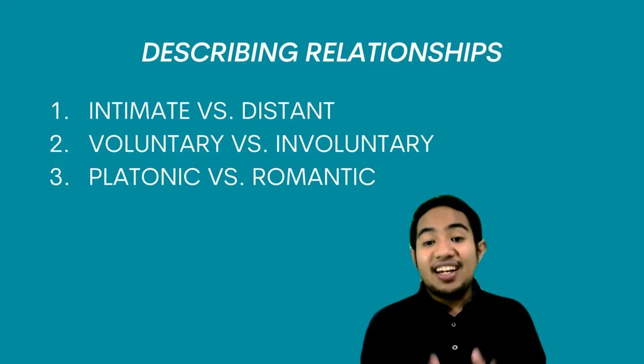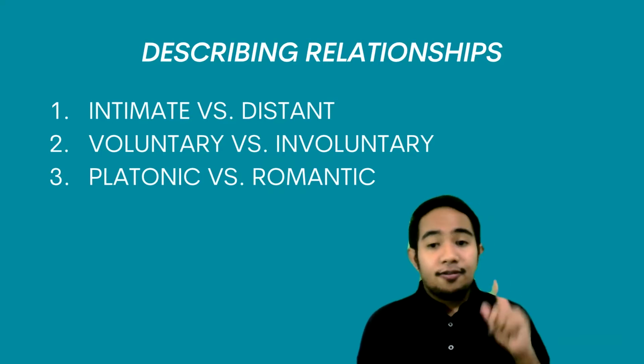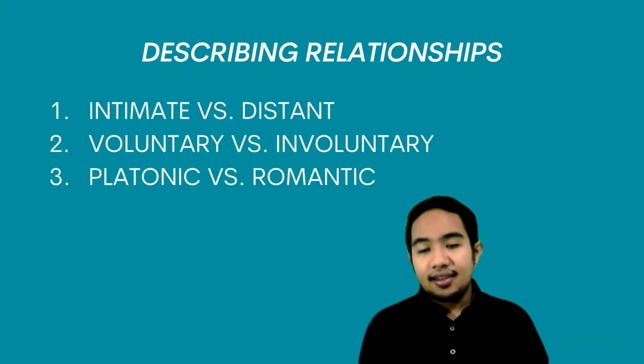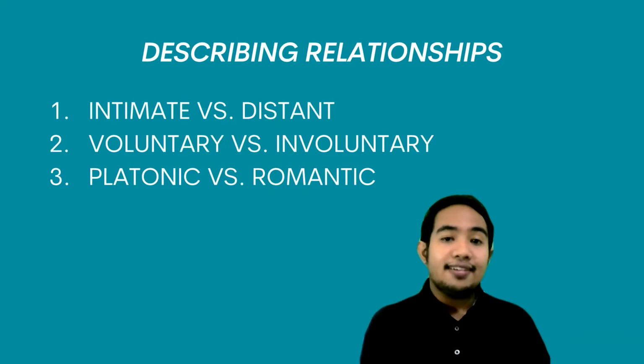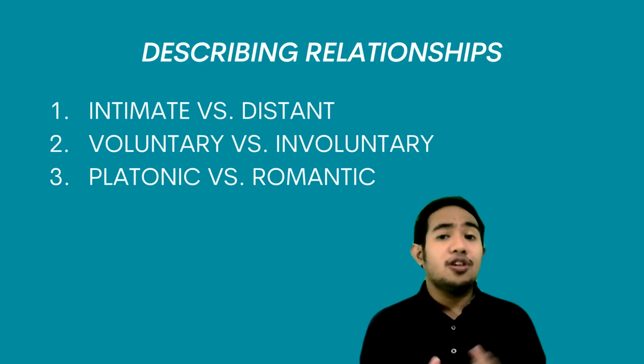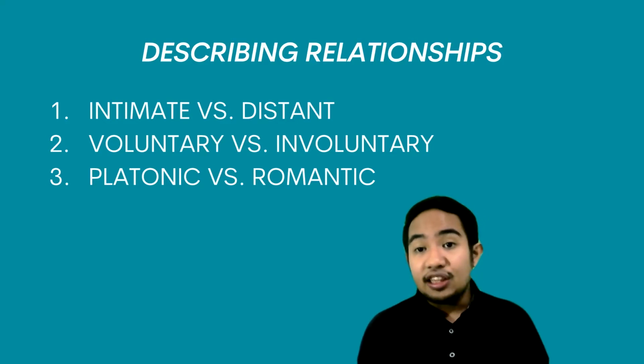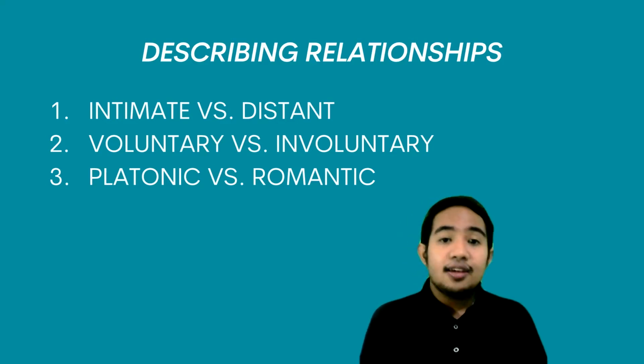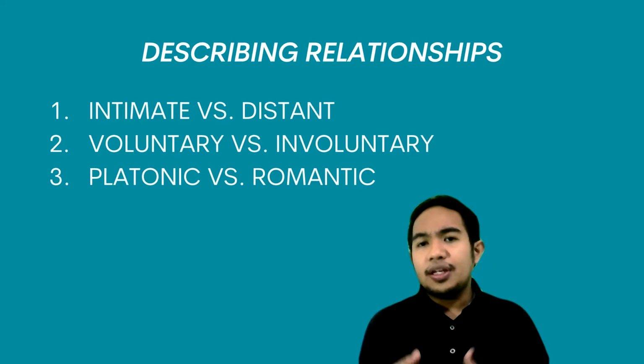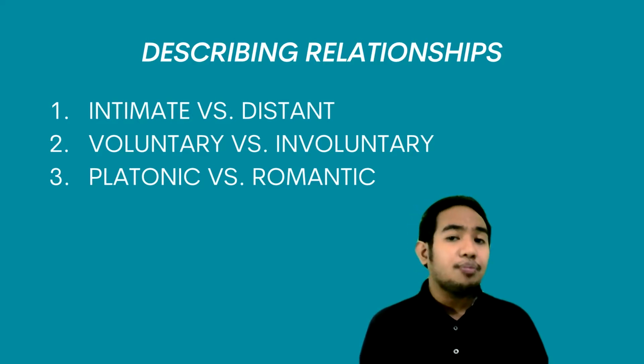We can also describe relationship in several ways. First is intimate versus distant. Are you close with each other, or are you just acquaintances? Next is voluntary versus involuntary. Is the person a member of your family? Are you assigned to be his or her buddy? Or did you choose that person to be your friend or your romantic partner?